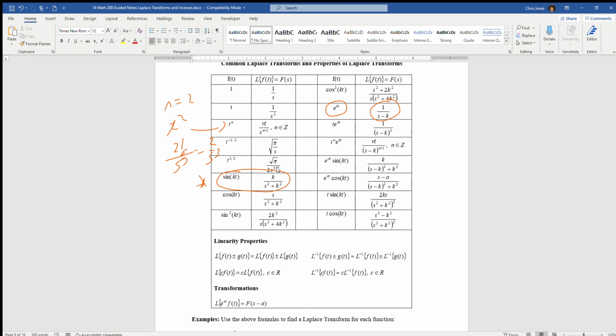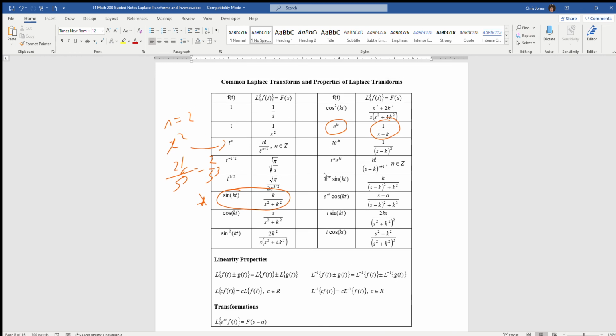From here on out, unless I specifically tell you to use the definition of the Laplace transform, we can assume that we've proved all of these, okay? And I'm sure you guys could go through and try to prove these. I picked a couple of the easier ones and one of the more difficult ones just to show you how to do that. All right, so in the next video, we're going to take a look at being able to find the Laplace transform, as well as one of the transformation theorems of the Laplace transform.